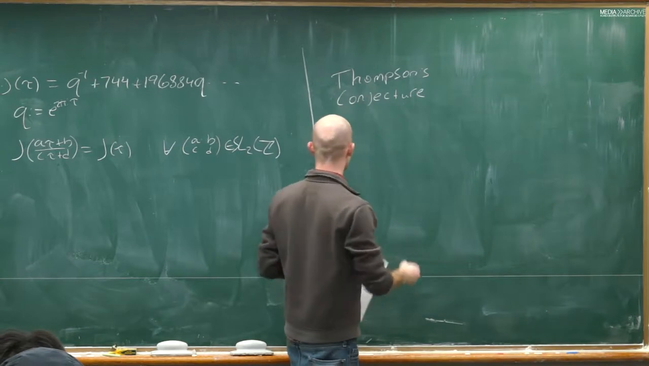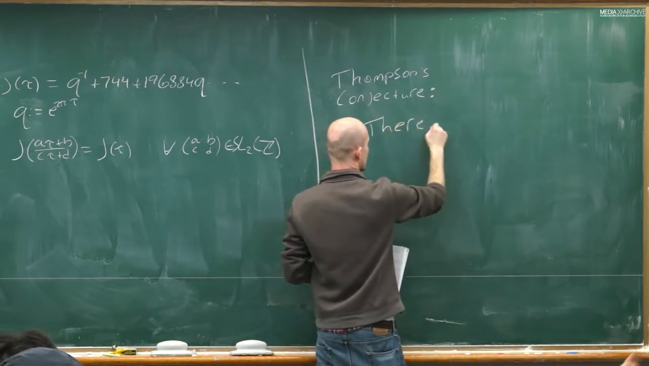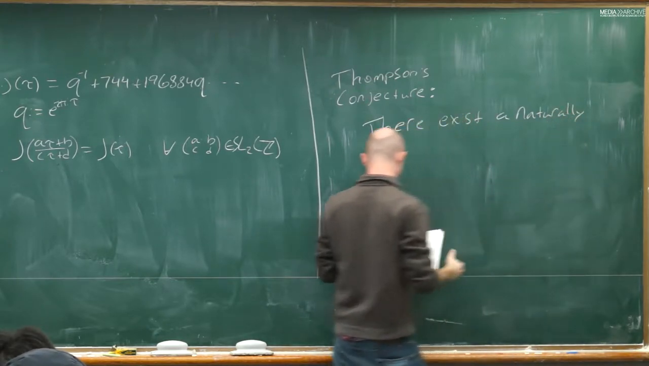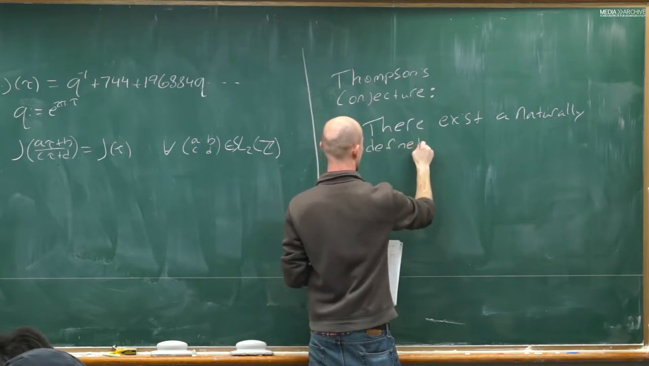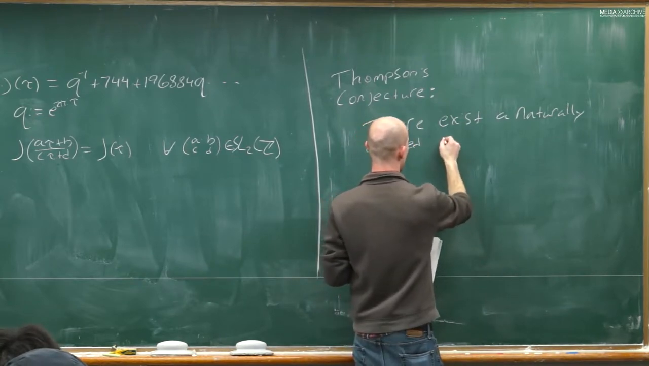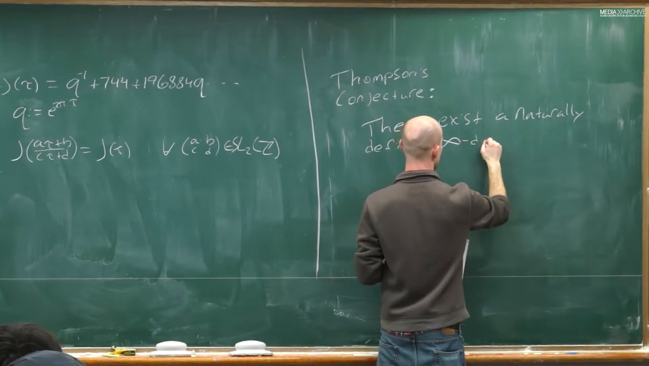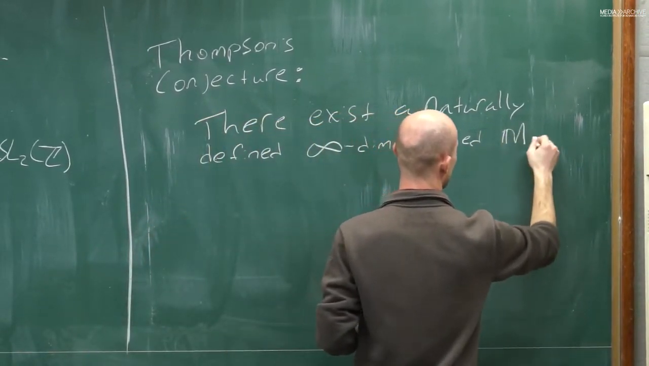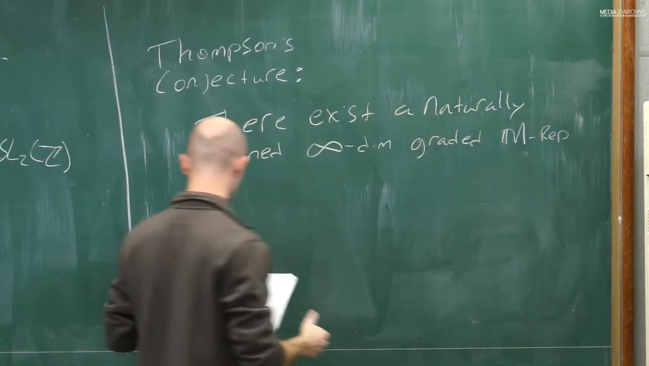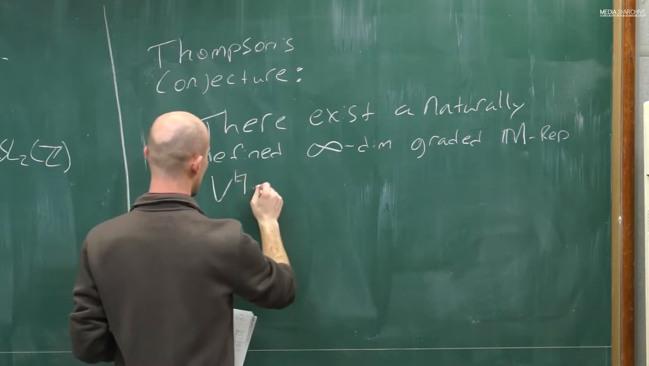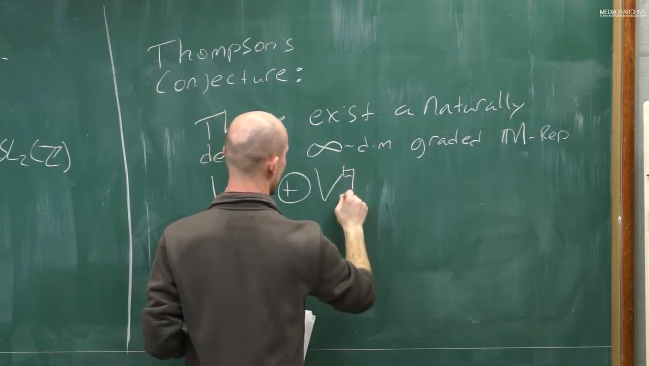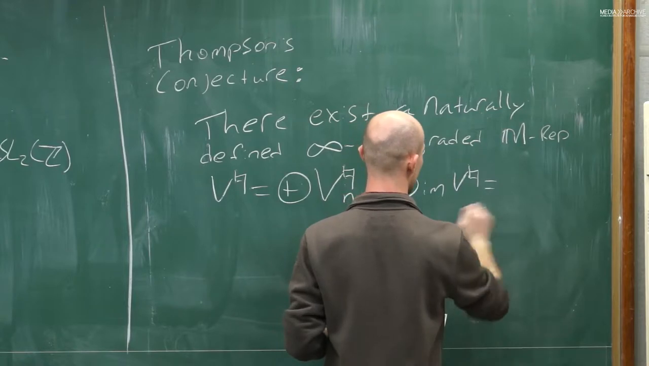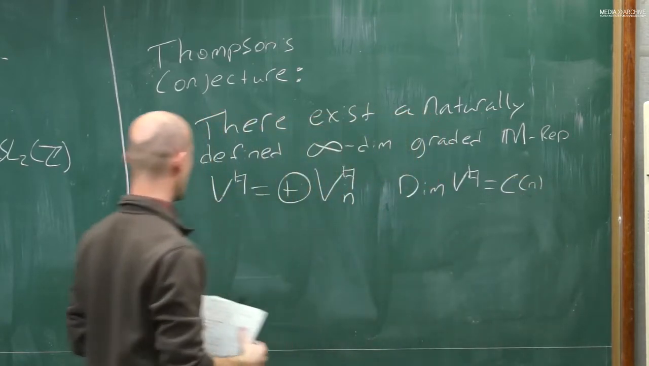Thompson conjectured that there should exist a naturally defined representation for the monster. It should be infinite dimensional, but graded. A representation for the monster with the following properties. He called this V natural, with the grading V natural n, so that the dimension of the graded components are equal to the coefficients of the J function.